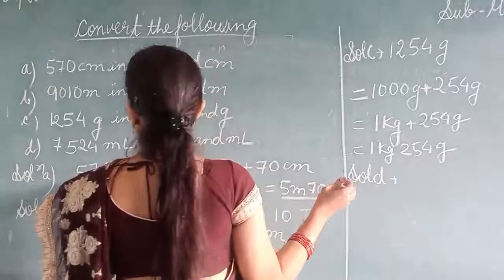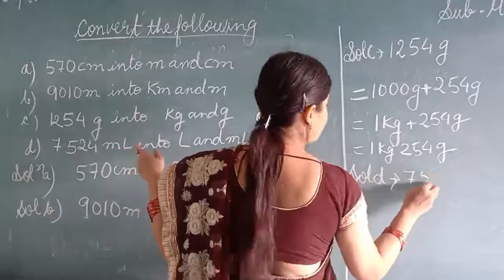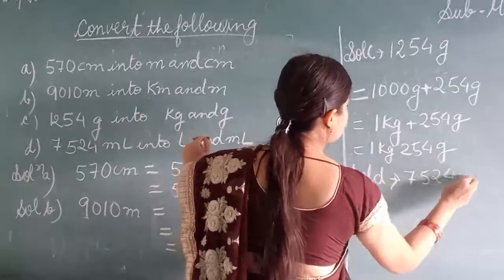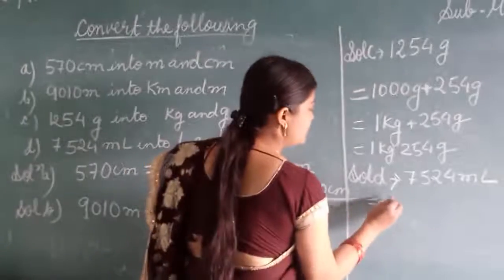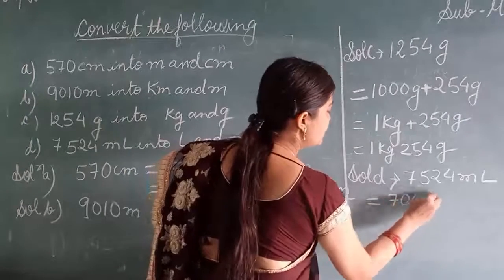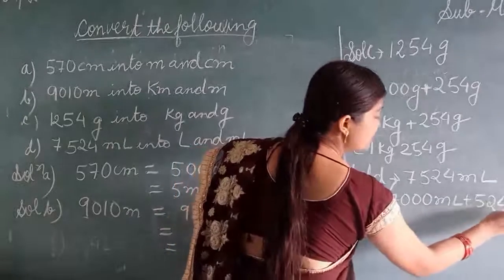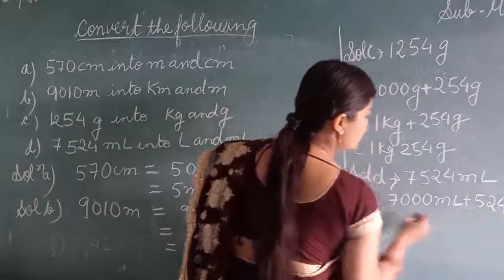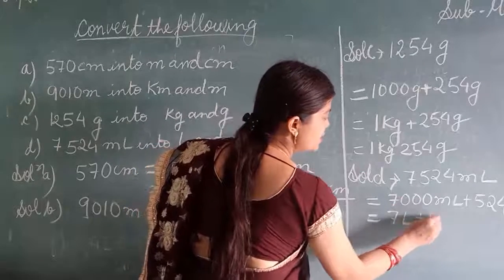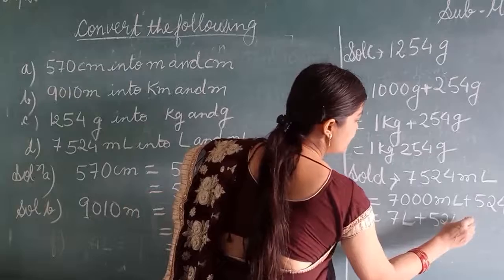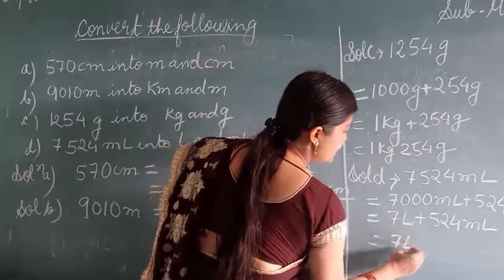Then solution D. What will you do here? Here it is given 7524 milliliter. Again we know that 1000 milliliter is equal to 1 liter. So here we express it like 7000 milliliter plus 524 milliliter. Now 7000 milliliter we can write as 7 liter plus 524 milliliter, and that will be 7 liter 524 milliliter.